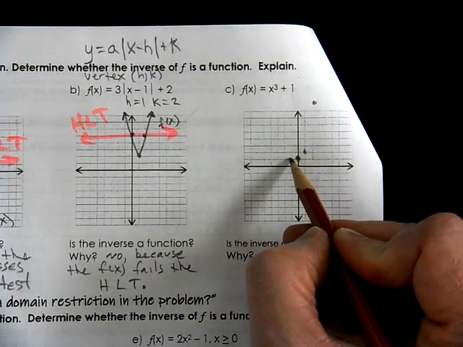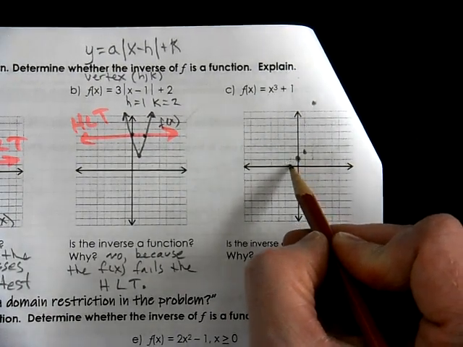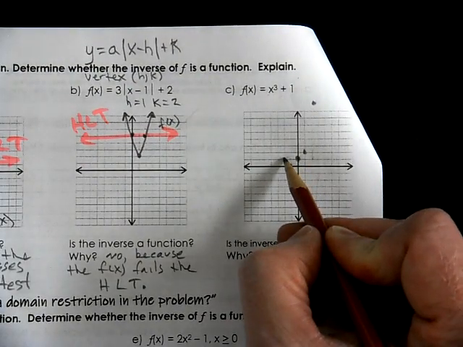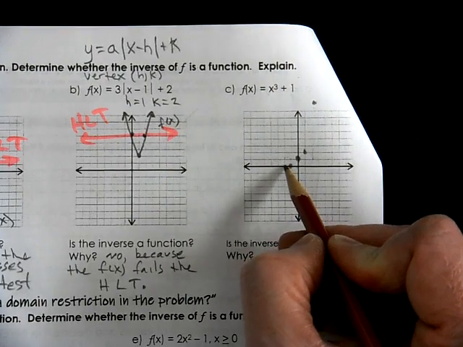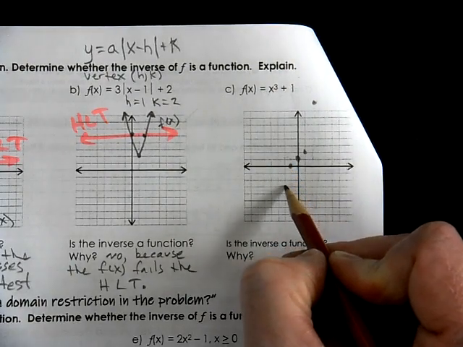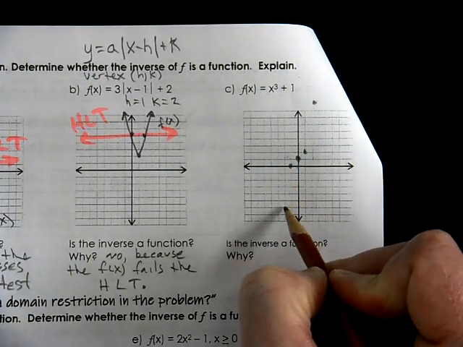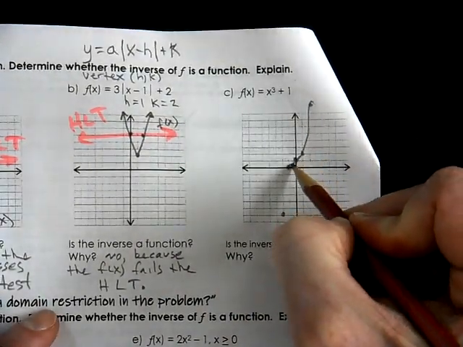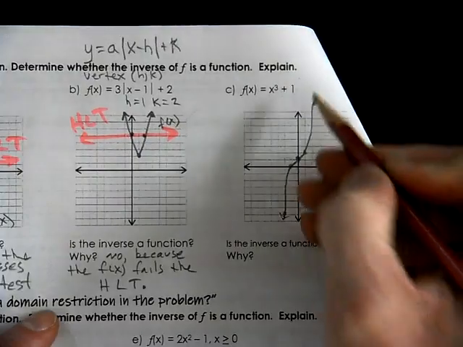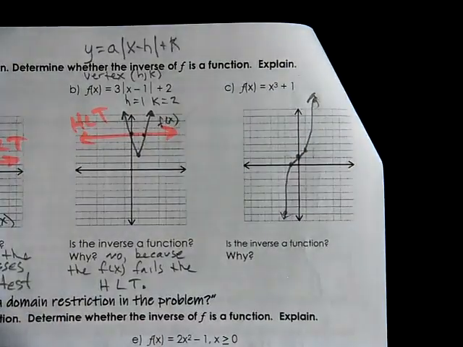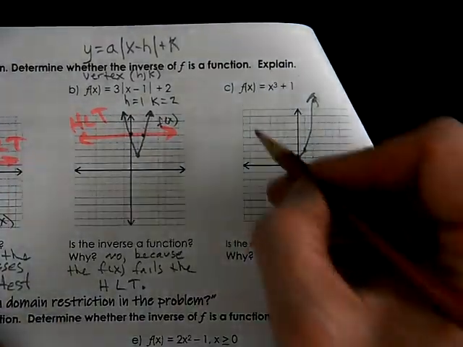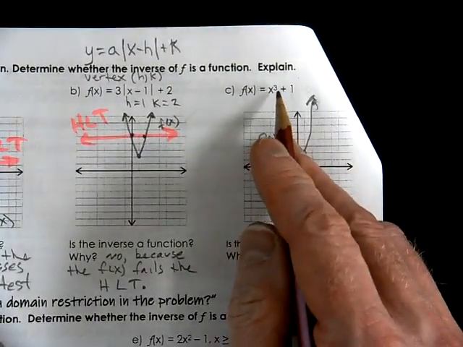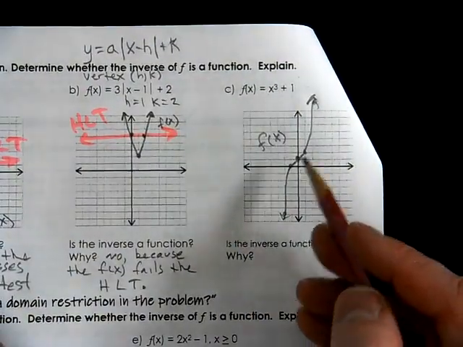-1 times -1 times -1 is -1. -2 times -2 times -2 is -8. And there's your graph. This is an x cubed graph. It just happens to be translated up once.